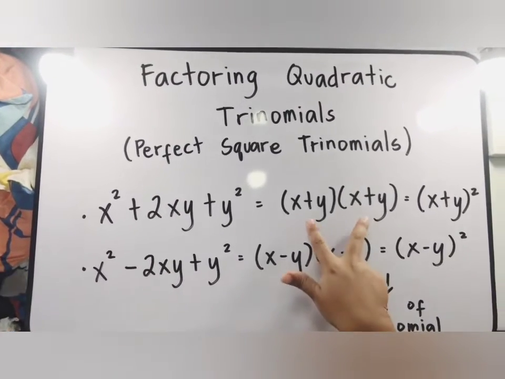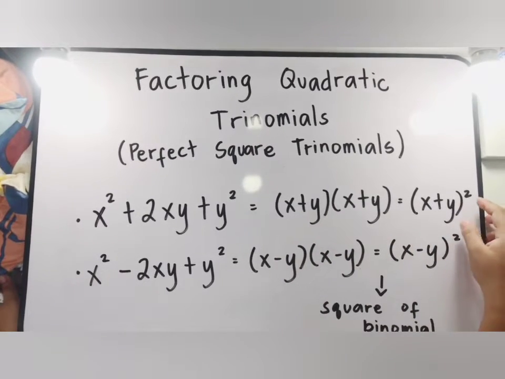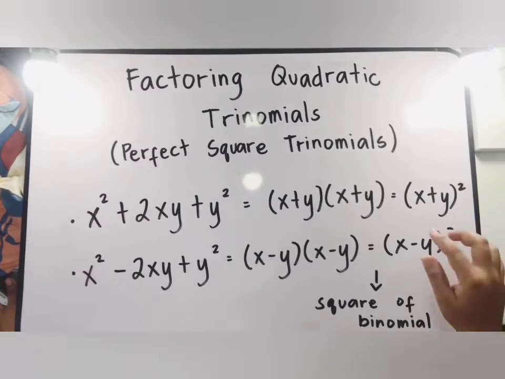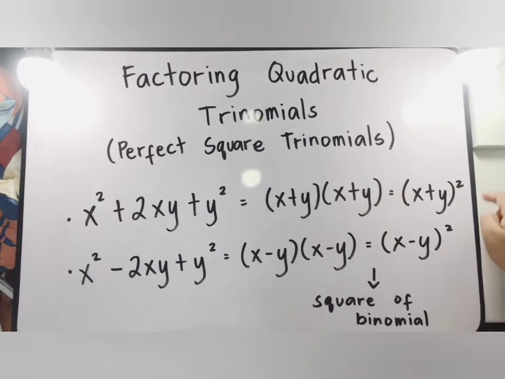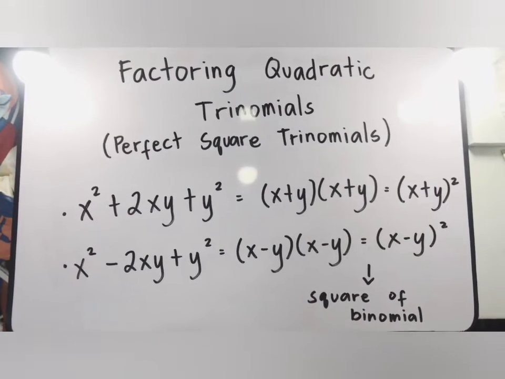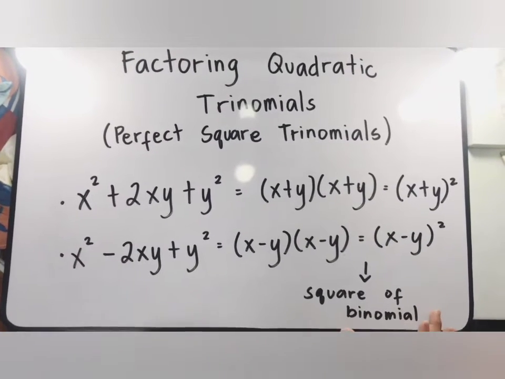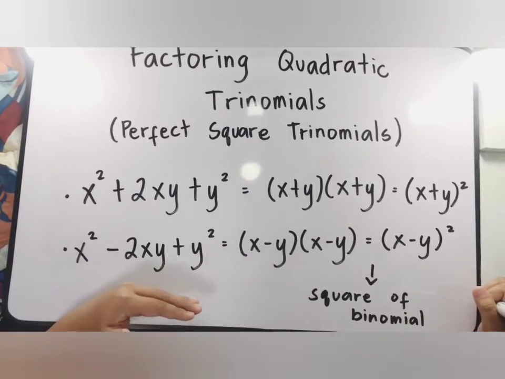Now, since they are exactly the same, you can also write the factors as this form. Quantity of x plus y squared or quantity of x minus y squared. And ito, tinatawag to na square of binomial. So, if you can still recall your special product, diba? Yung square of binomial, yung product niya ay itong perfect square trinomial.